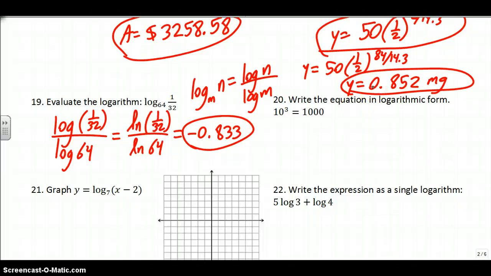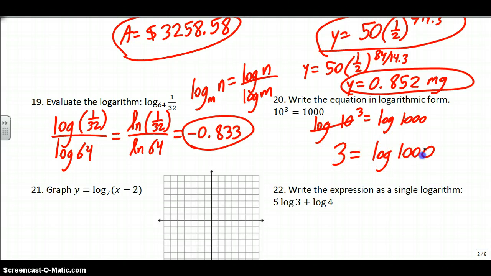Write the equation in logarithmic form. 10 to the third equals 1,000. Well, logarithmic form means I need to log both sides. Fortunately for us, normally we'd have to log and then do whatever base this number is here. But since it's 10, well, it's log base 10, so that's quite nice. The log and the 10 cancel each other out, and you're left with 3 equals log of 1,000. And this is logarithmic form. Basically, instead of having exponents, now you have logs, okay?